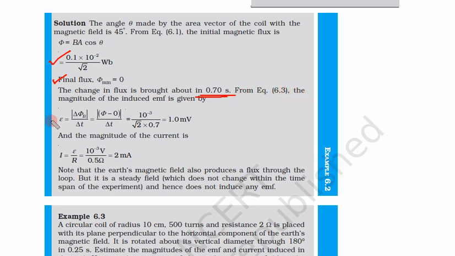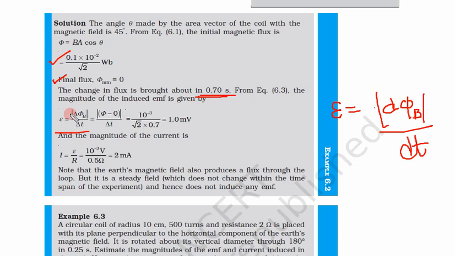From equation 6.3, the magnitude of the induced EMF is given by, so what was the equation? E is equal to minus d phi B upon dt. So this was the equation, Faraday's law. Instead of this minus sign, let us take the mod, that means value only. So we have removed the sign. We don't know the direction, but we know the value. So epsilon is equal to delta phi upon delta t. So we have changed d with delta.